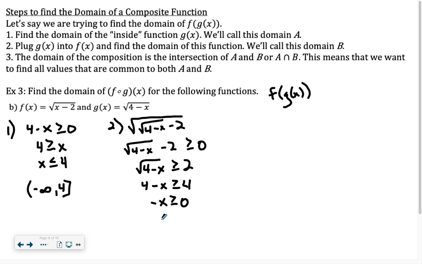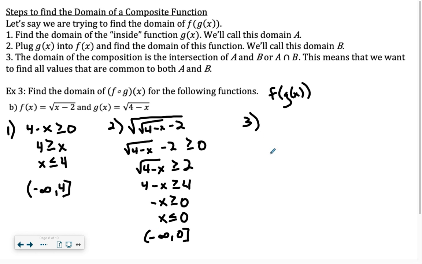Divide by -1, and remember, whenever we're dealing with inequalities, if I multiply or divide both sides by a negative value, we have to flip the inequality. So here we would get x is less than or equal to 0. So in interval notation, that would be -infinity up to 0, and we are including 0. So the final step is to find the intersection of these two intervals.